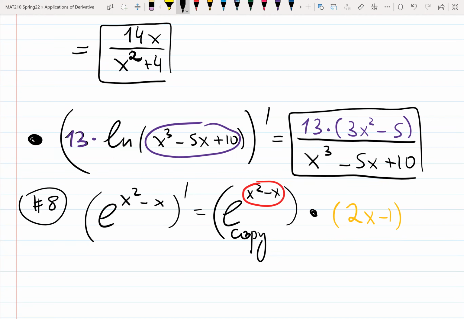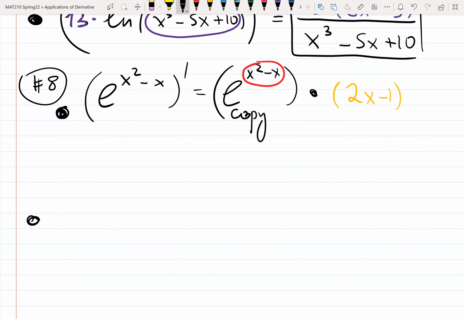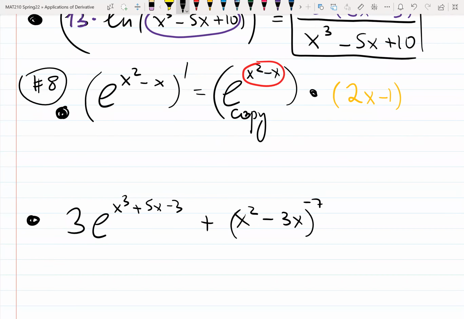What do you think about that? And the combination of these. Like so. Let's do one more. With exponential function. One more. For example, 3 e to the x cubed plus 5x minus 3, plus x squared minus 3x to the minus 7. How about that?